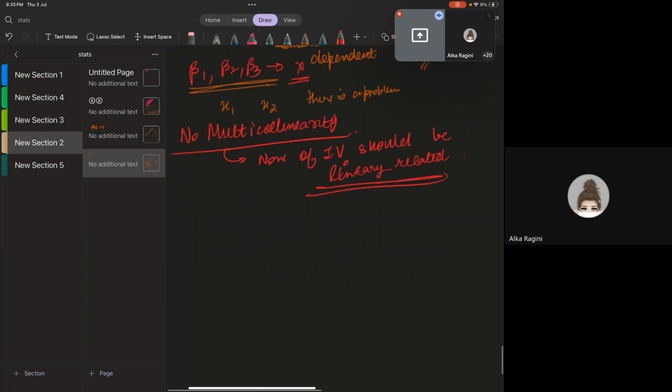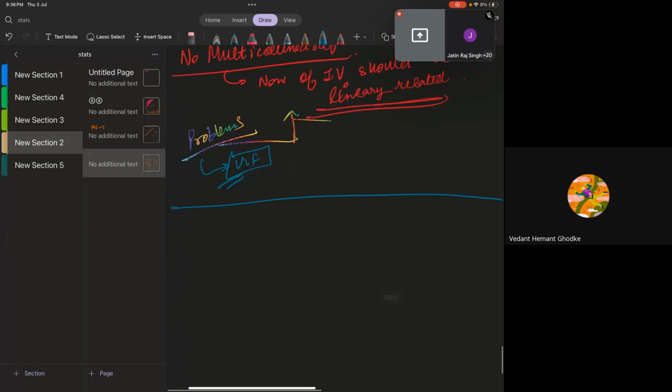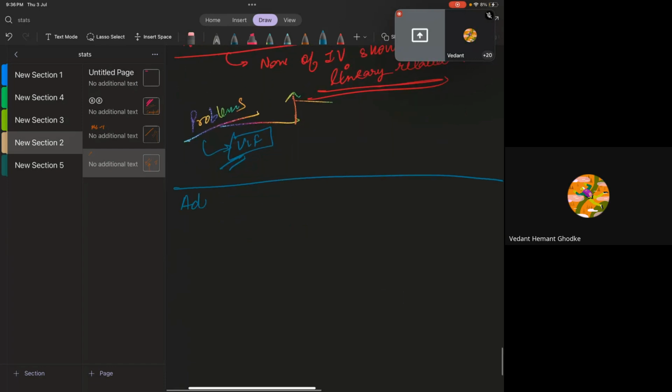Interesting. Now, what does assumption bring? It brings problems. What do problems bring? It brings solution in form of VIF. Soon learn later. Can I move forward? Okay, very interesting one. Additivity.